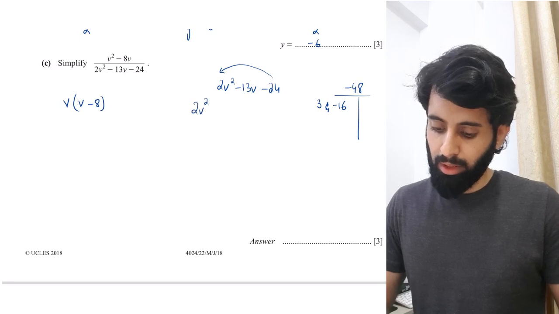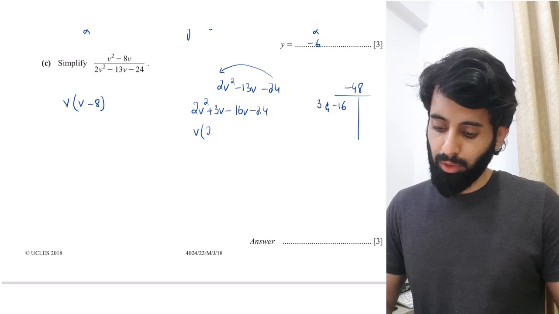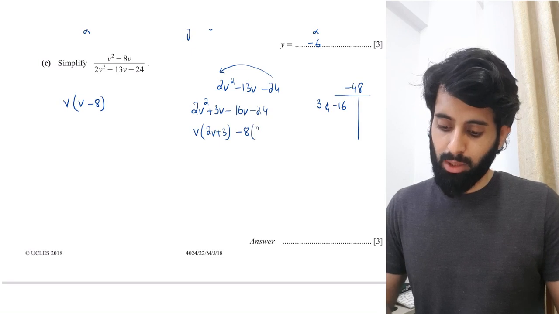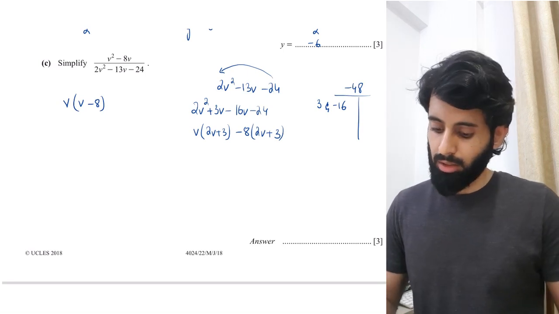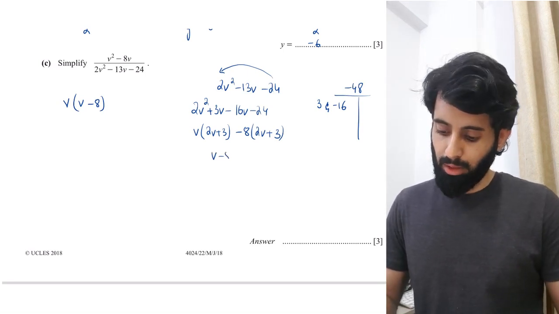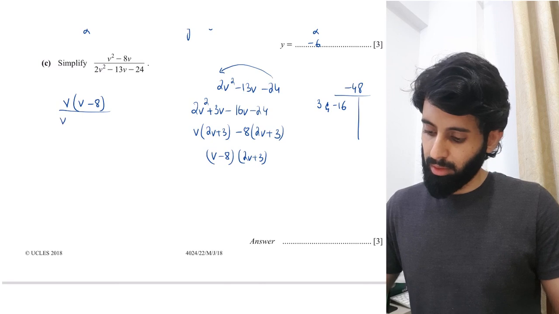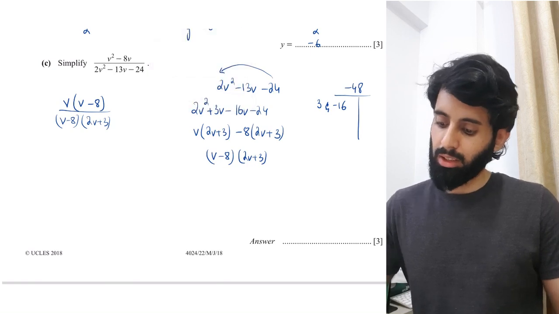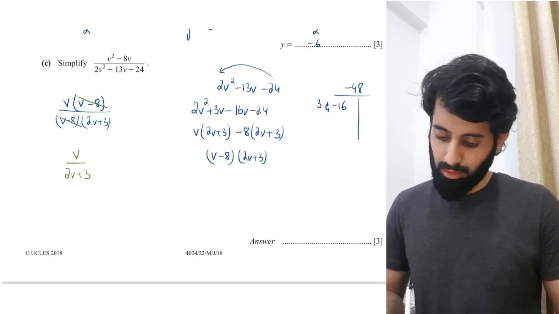So you have 2v squared plus 3v minus 16v minus 24. In the first pair, I can factor out v, which gives me 2v plus 3. In the second, I should factor out minus 8, which will again give me 2v plus 3. Whenever you factor out something with a negative sign, the sign inside the bracket changes. So you have v minus 8 times 2v plus 3. The numerator was already factorized, so in the denominator we now have v minus 8 times 2v plus 3. The v minus 8 and v minus 8 cancel out, and you're left with v over 2v plus 3, which is your final answer.